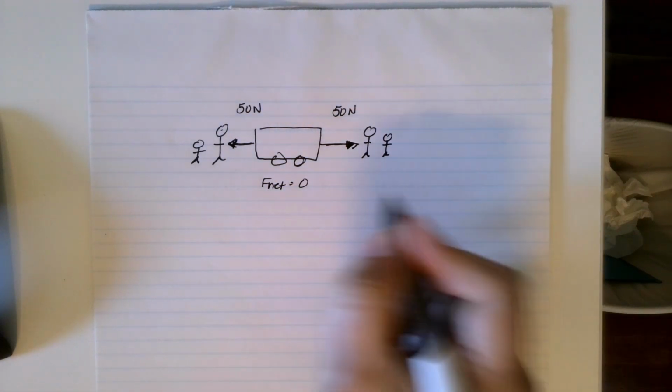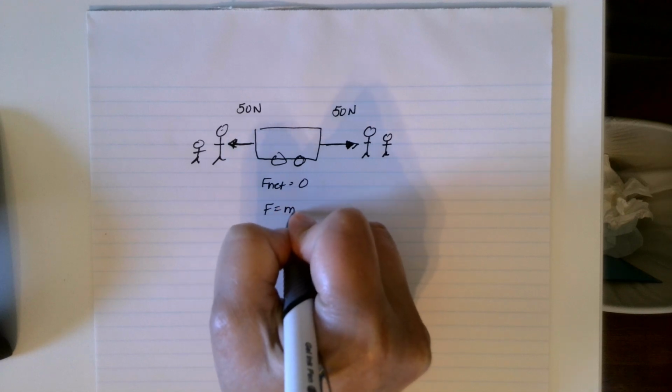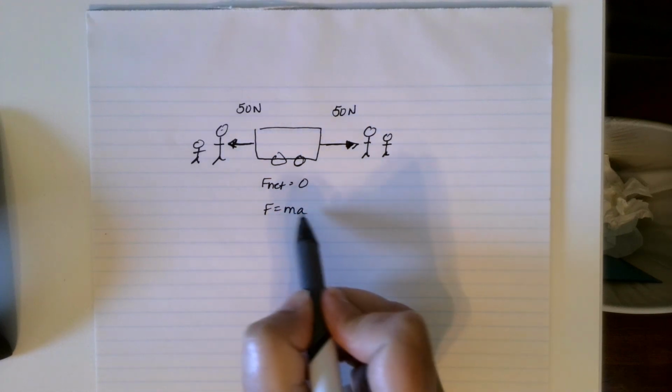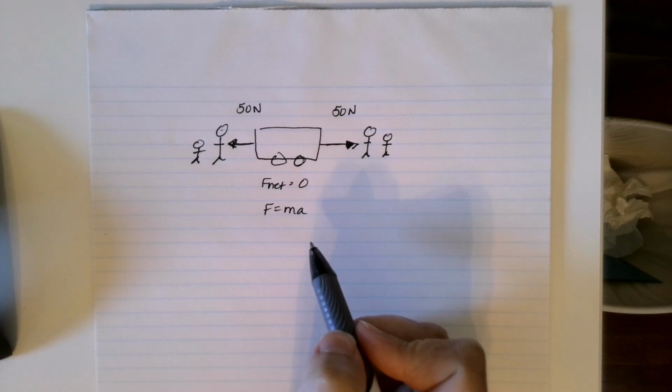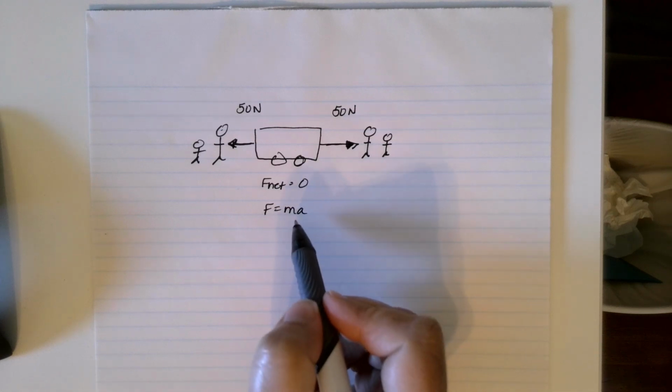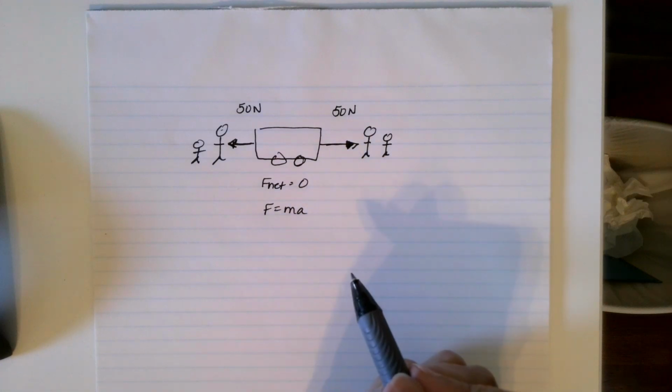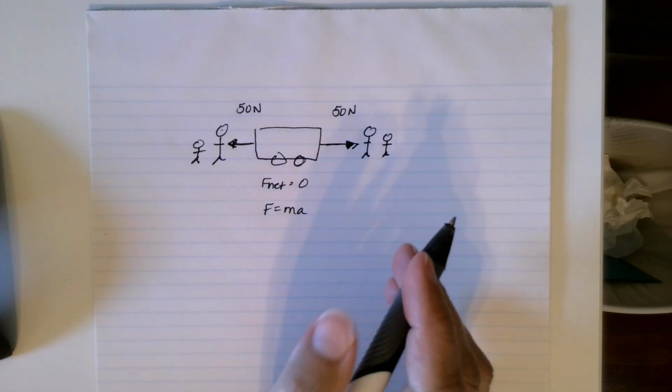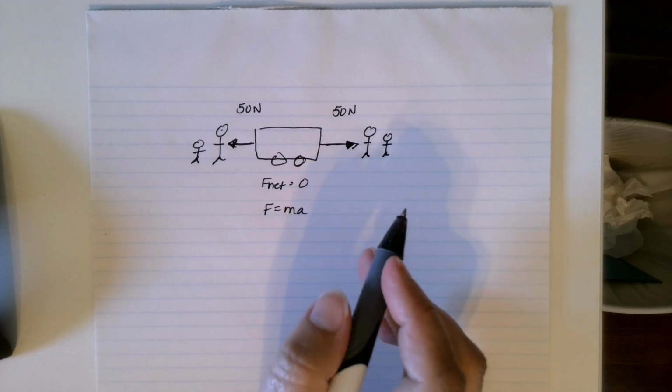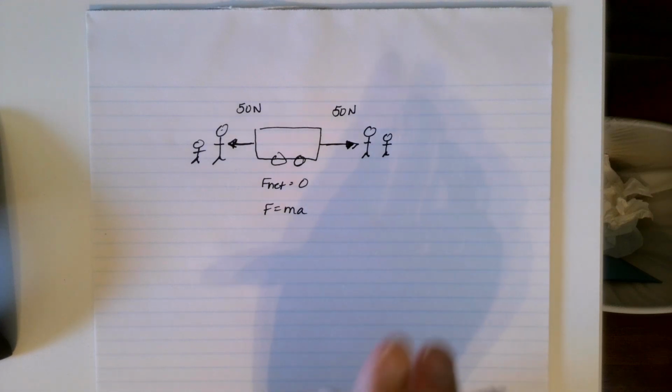And if my net force is 0, then I would have 0 acceleration. That means Newton's second law would apply to this situation. Newton's third law does not, because Newton's third law has to have two different objects.